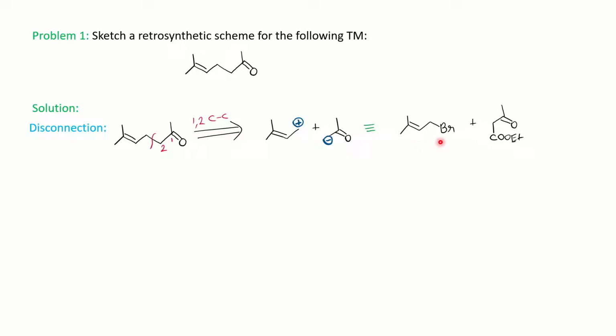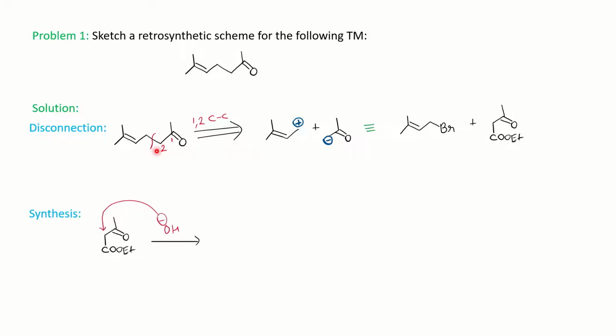For that, we will write down the synthetic equivalent. A positive species is going to be stabilized by a negative one, that is bromine, and a negative species is going to be stabilized by a positive one. You can also write here COOEt, which is a positive species. So a positive charge you can stabilize by a negative, and a negative you can stabilize by a positive. That is your choice. And so we got these synthetic equivalents, which will be the starting materials for the synthesis of this given target molecule.